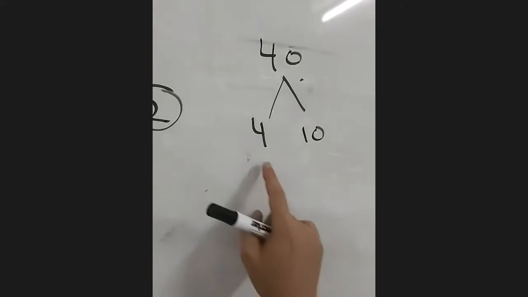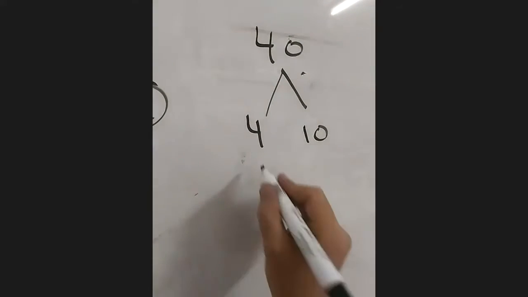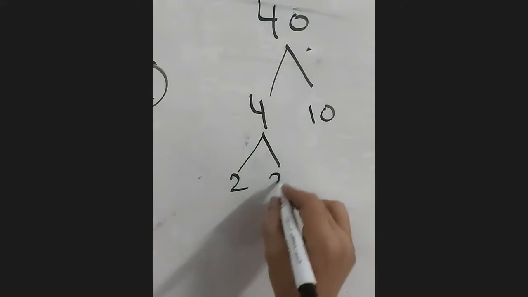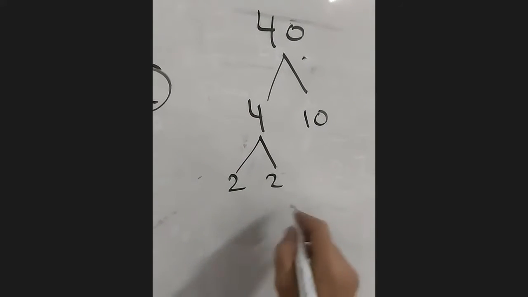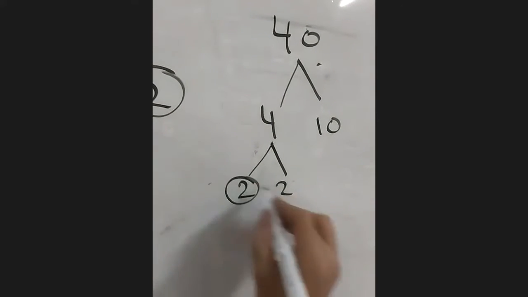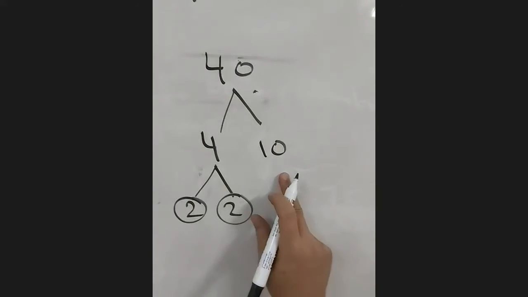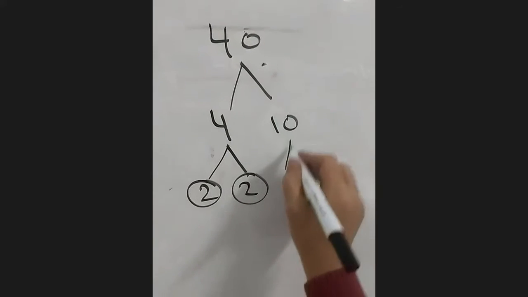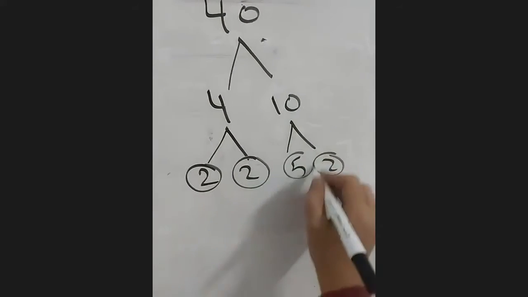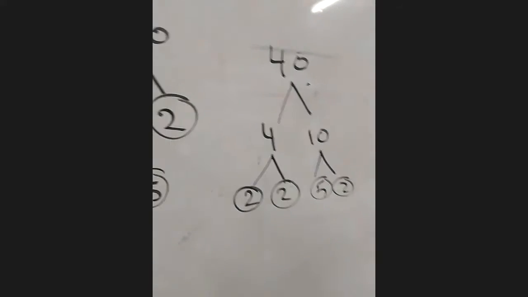Can we do more for the 4? 2 by 2. Mumtaz. But these 2s, can we do more for them? No, circle it. Now 10: 5 by 2. Can we do more for them? No, the 2, circle it.